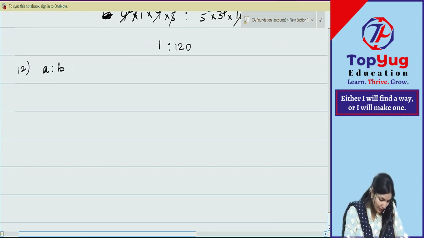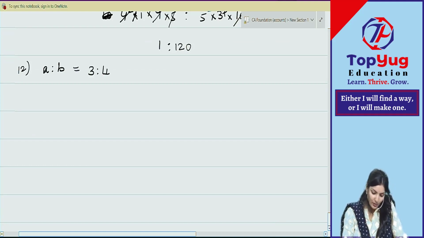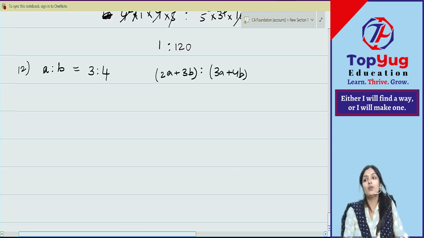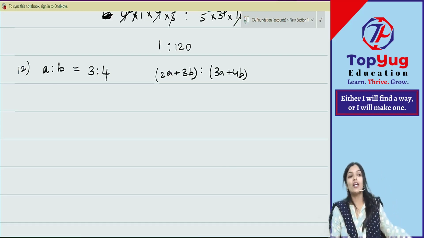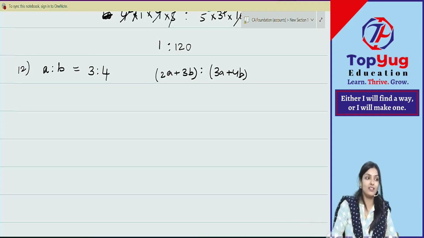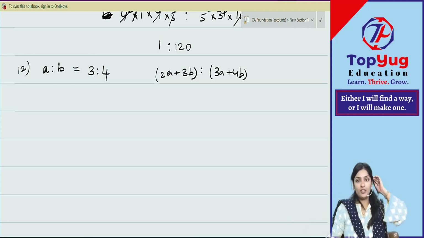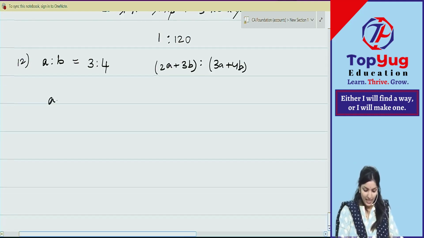So A is to B is equal to 3 is to 4. They are asking you to calculate 2A plus 3B is to 3A plus 4B. Let me tell you the simple trick. Guys, in mathematics, tricks work more. I did not start yet with the trial and error method. That also we will do, but before that we'll make our basics strong. It means A is 3, B is 4.